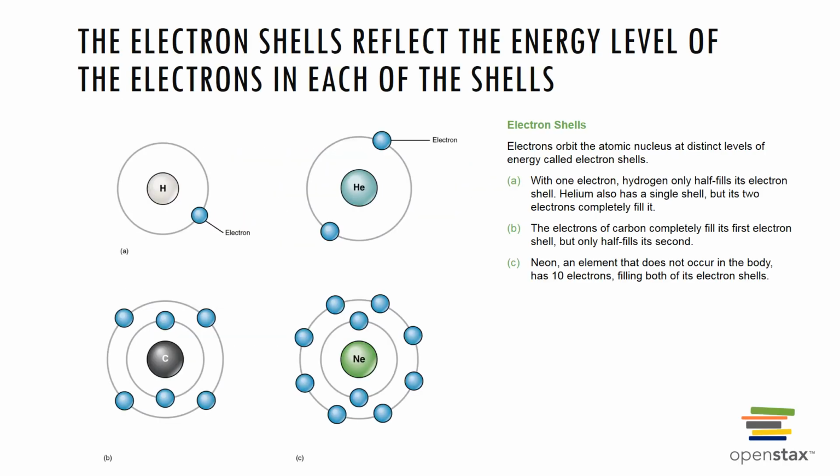And here are some examples. Hydrogen has 1 electron. Helium has 2 electrons. It's paired. Carbon has 4 lone electrons in its outer shell. Neon is completely paired. It has 10 electrons.